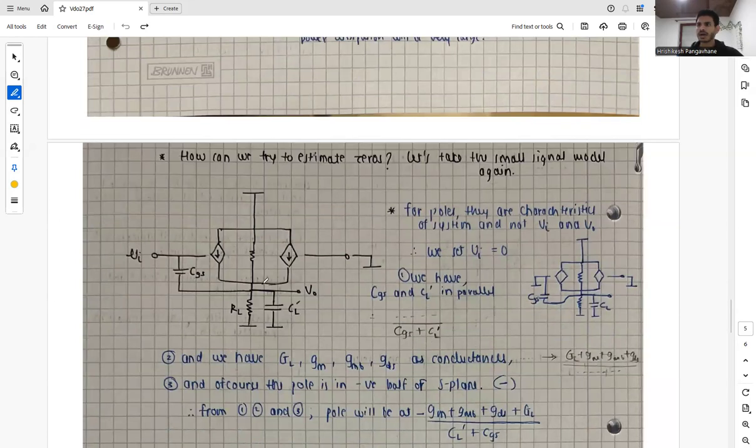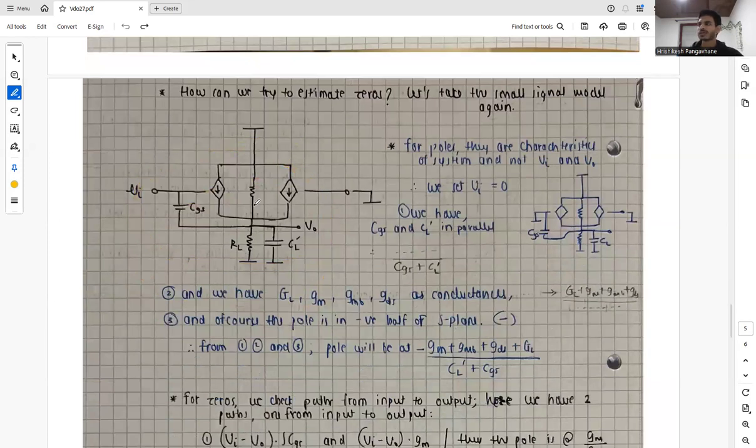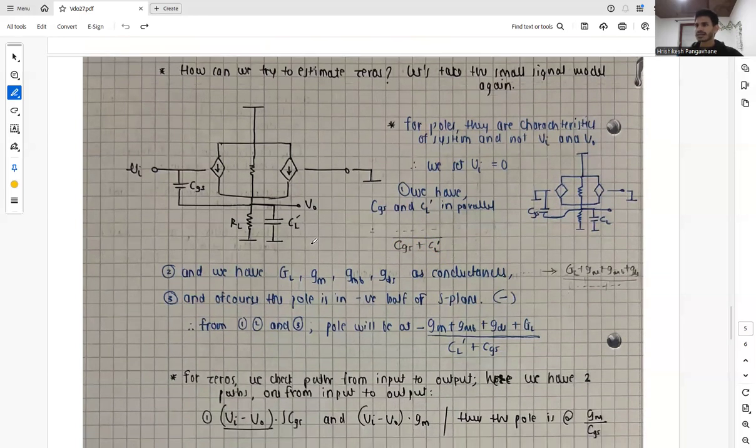So let's take the small signal model of a common drain again. For poles, which are characteristics of the system itself and not of the input and output voltage, we can set Vi to 0. If we set Vi equals 0, basically to the ground, then at this node we have CGS and CL in parallel. So we can intuitively say that the capacitance in the value of the pole is CGS and CL, the contribution from CGS and CL. Along with that, we also have the conductances GL, GM, GMB, and GDS at this node.